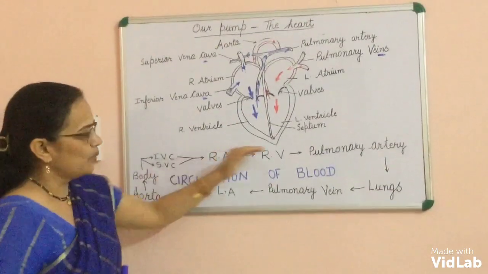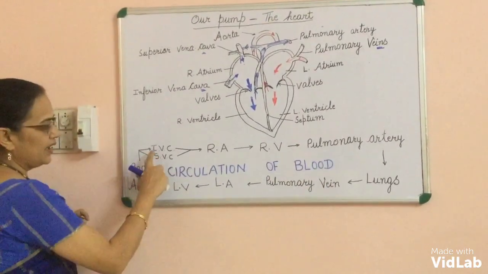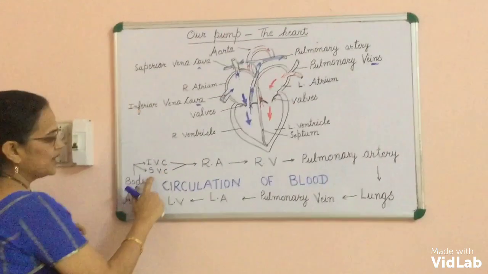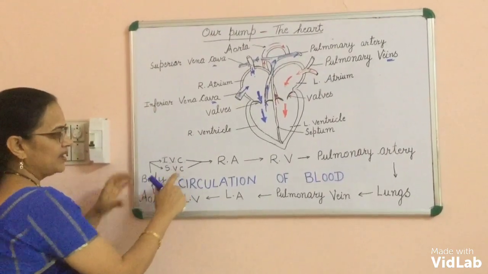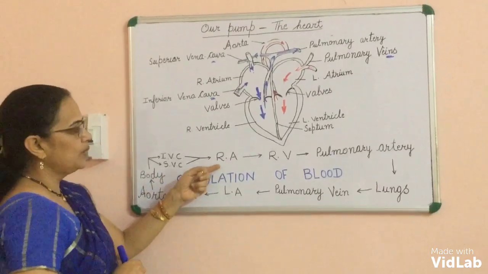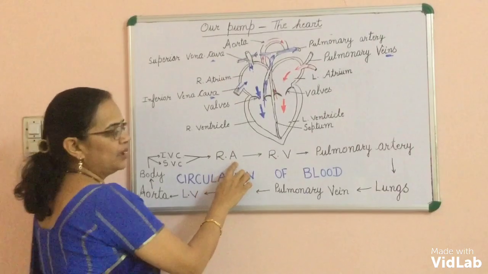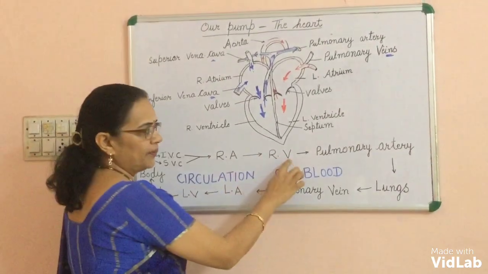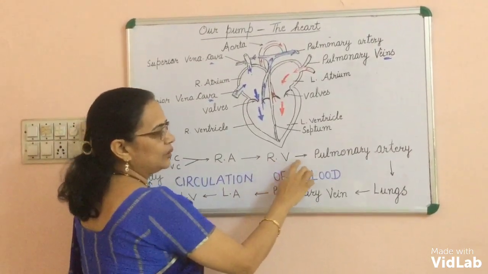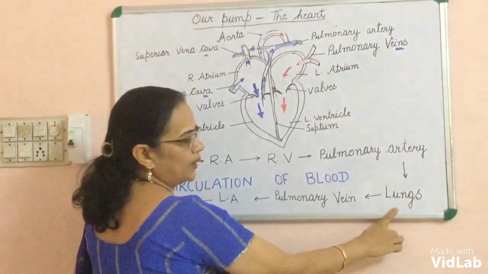I have shown the circulation of blood in a flow chart. Inferior vena cava and superior vena cava bring deoxygenated blood into the right atrium. From the right atrium, the blood goes to the right ventricle. And from the right ventricle through pulmonary artery, the deoxygenated blood goes to the lungs.